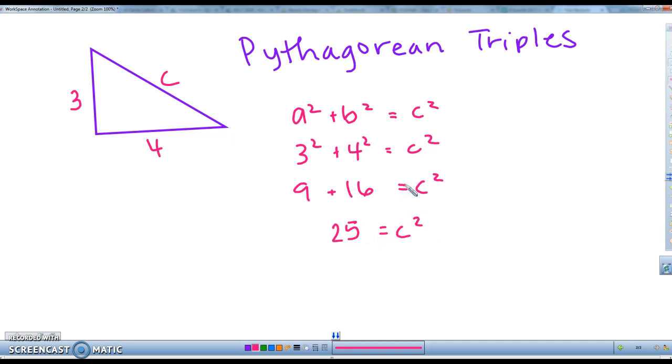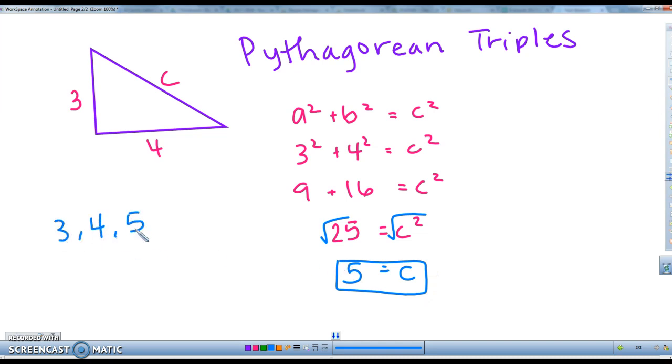Now I'm not done because I really want c by itself. So I'm going to take the square root of both sides. When I take the square root of c squared, I get c. The square root of 25, I get 5. So that would be my c value. 3, 4, 5 is a Pythagorean triple that will always work.